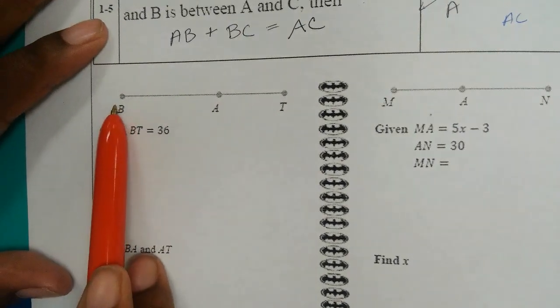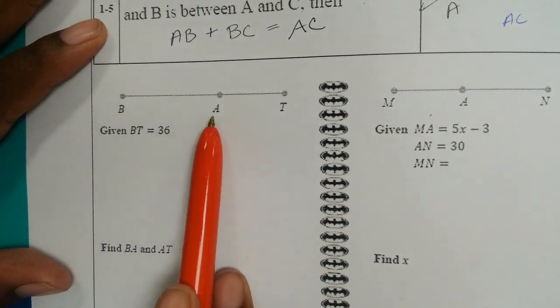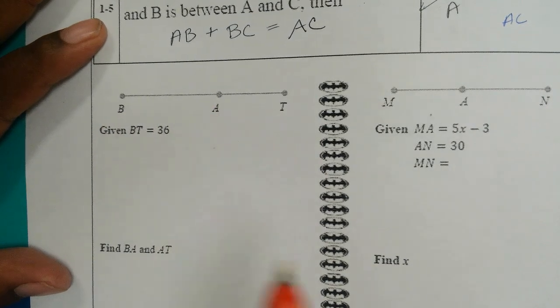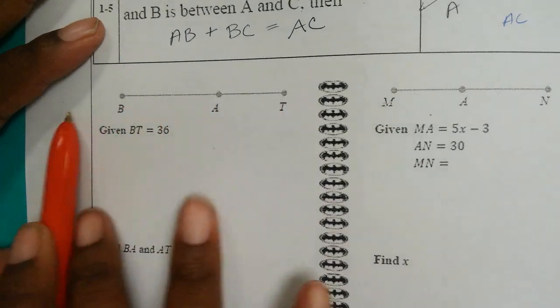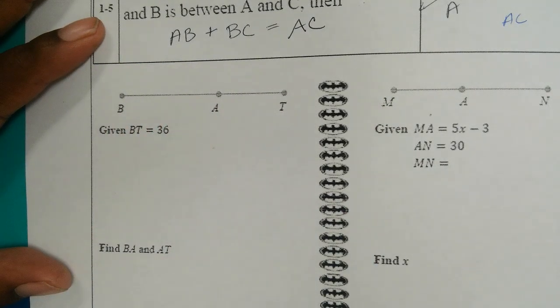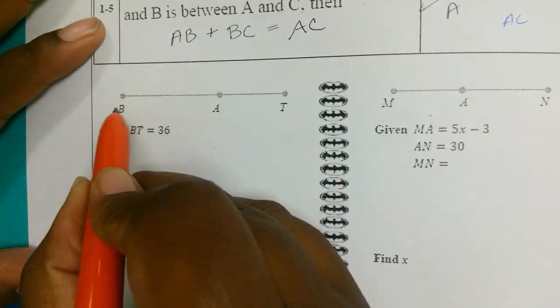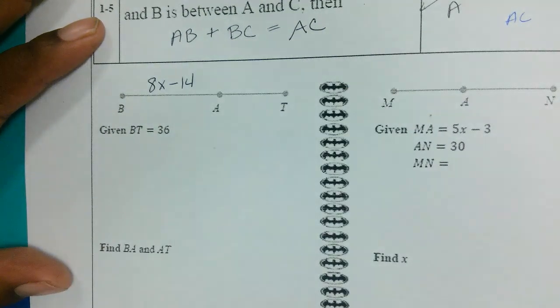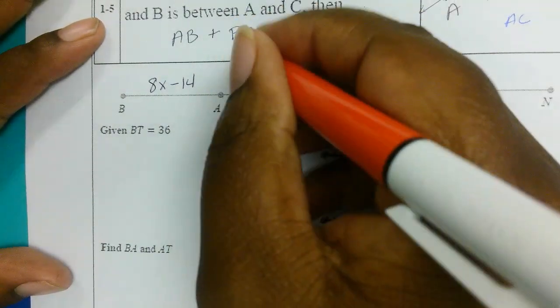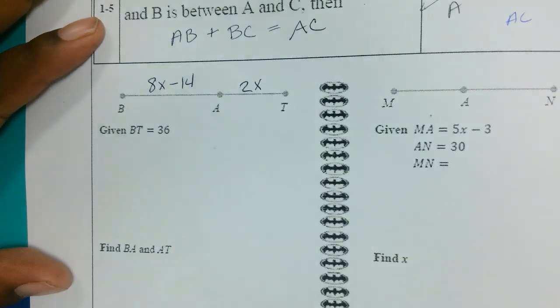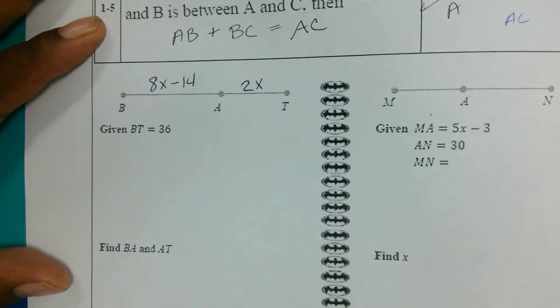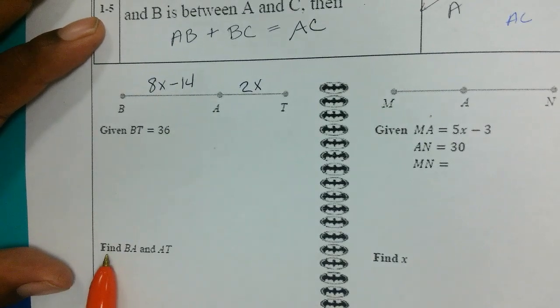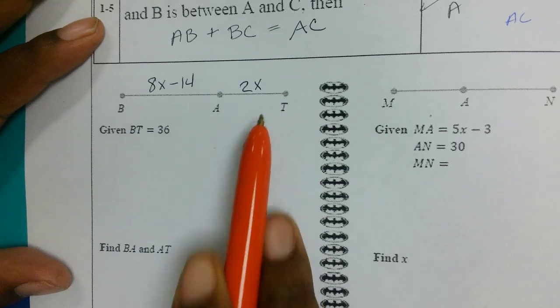So I have segment BT and I have point A in between them. Again, it's not the midpoint. We can look at this and see it's not the midpoint. It's just somewhere between them. Well, BT, which is this entire segment, I'm telling you is equal to 36. I'm going to let us know that BA is equal to 8x minus 14 and that AT is equal to 2x. So in the end, what they want us to do is they want us to find the measure of BA and the measure of AT.